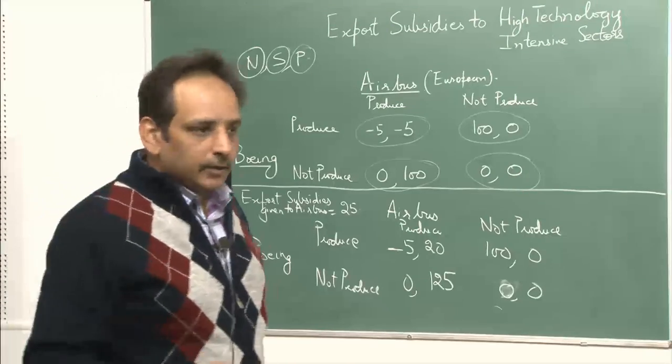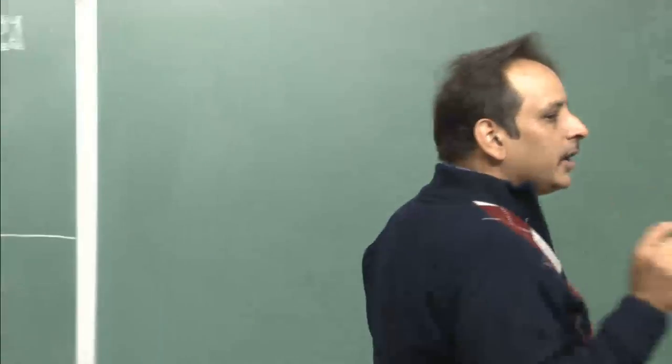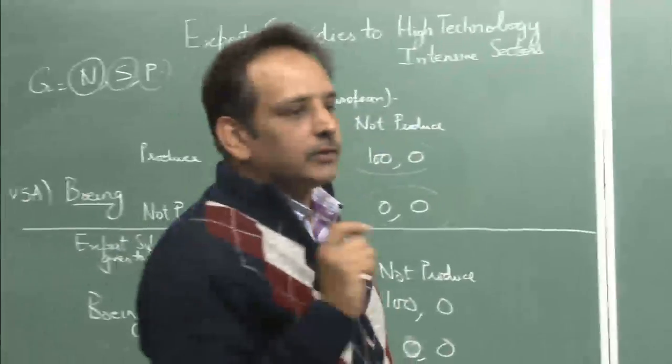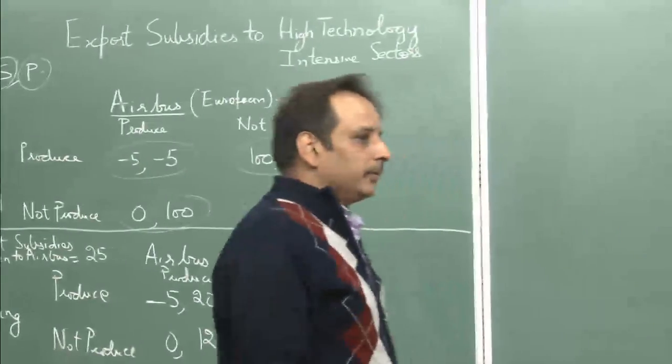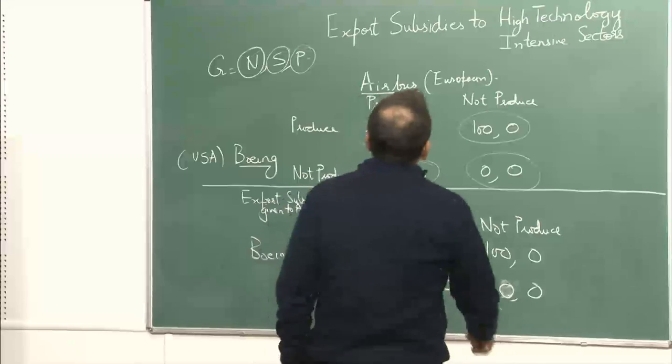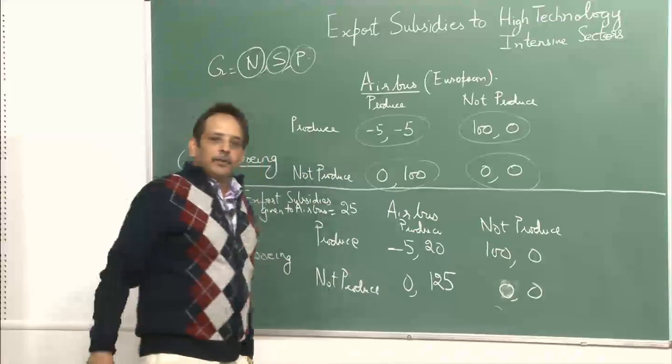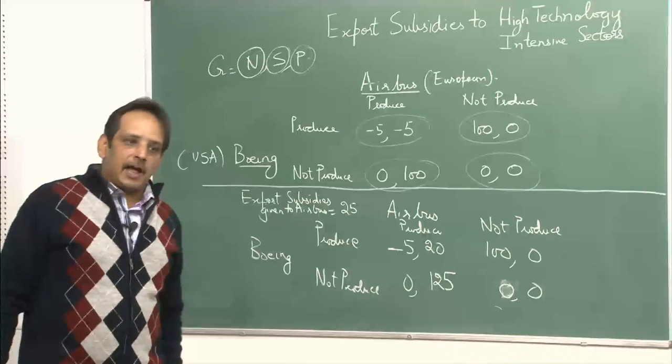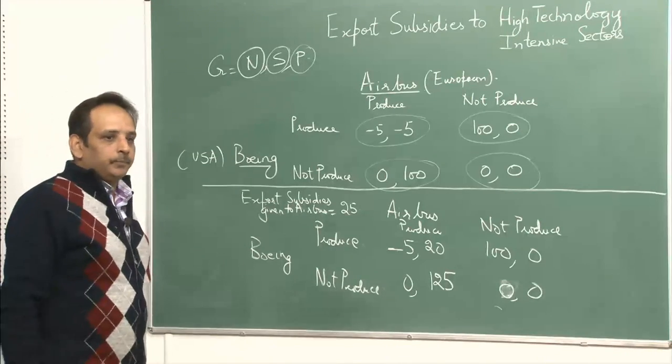Let me define Nash equilibrium. By unilaterally deviating from the Nash equilibrium strategies, all players should become worse off. That's how you define Nash equilibrium. Now in this case, can you find out the Nash equilibrium for this game?